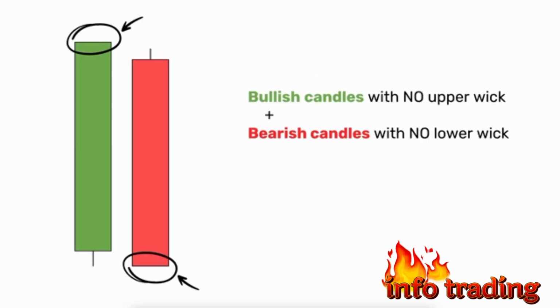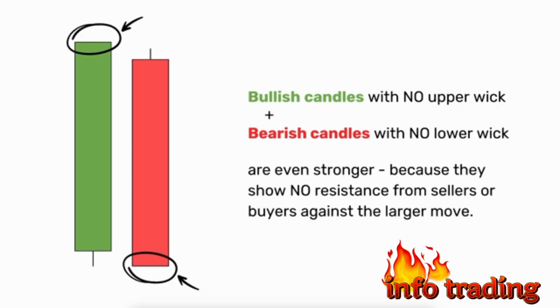And leading on from that, bullish candles with no upper wick and bearish candles with no lower wick, so just flat tops and flat bottoms like these, although they're reasonably rare in the market, when they do print, they are even stronger than little wicks, because they show no resistance from sellers or buyers against the larger move throughout the specified period of time. So if we see an hourly candle close completely bullish with absolutely no wick above, it gives us a very strong indication that the buyers are fully controlling this market right now. There is no resistance from sellers.